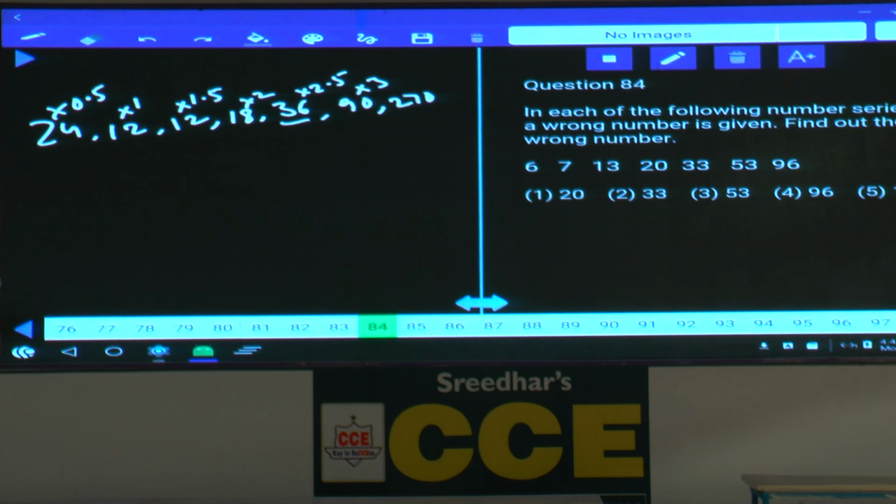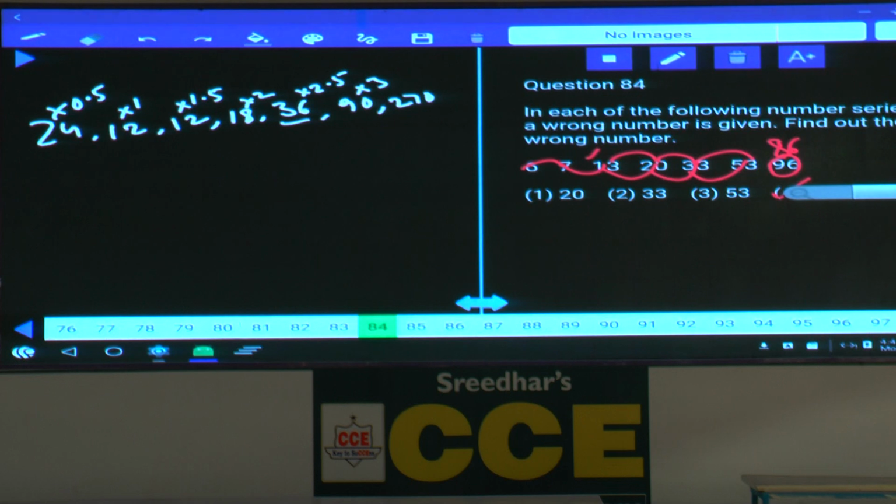Then 84, 6, 7, 13. Yes, tell me your answer to this one, 6, 7, 13. Now 6 plus 7 is how much? 13. 7 plus 13, 20. 13 plus 20, 33. 20 plus 33, 53. 53 plus 33, the number must be 86. In the place of 86, he has given 96. Hence, that is the wrong one. Choice 4 is the answer.